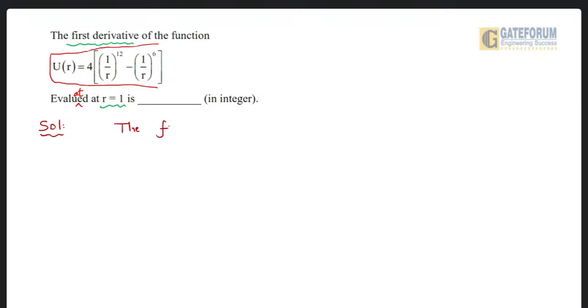The first derivative of u of r is d u of r by dr, that is d by dr of u of r. That is d by dr of 4 times 1 upon r power 6. 4 is a constant, a multiplication constant, and will not be affected after differentiation. So just write 4 outside.